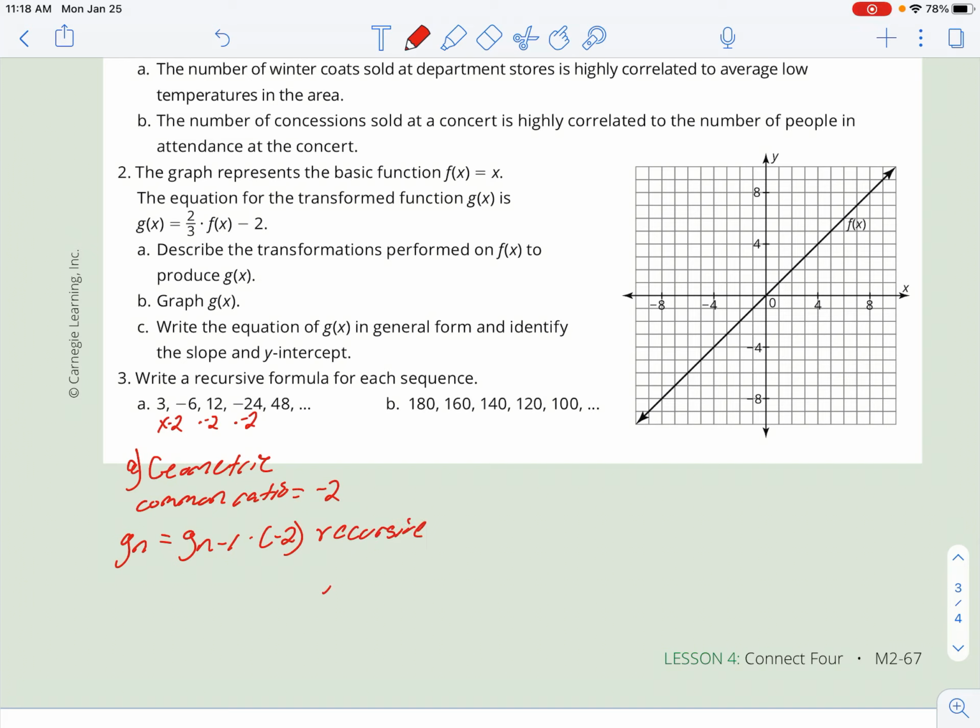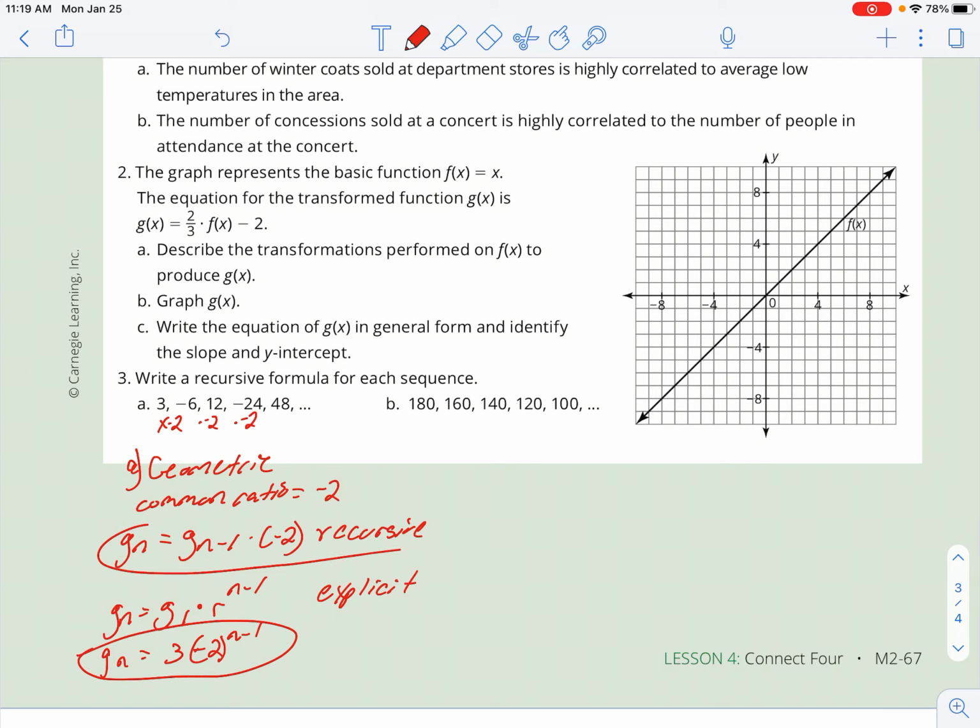Now, if it asks for the explicit, which we've been focusing more on, that is where you tell me the first term, that's a G sub 1, and multiply it by the common ratio to the n minus 1. So we're starting off at 3, common ratio is -2, and this is then the explicit formula, and this is the recursive. Technically, they only wanted the recursive, but it's a good point to talk about it.